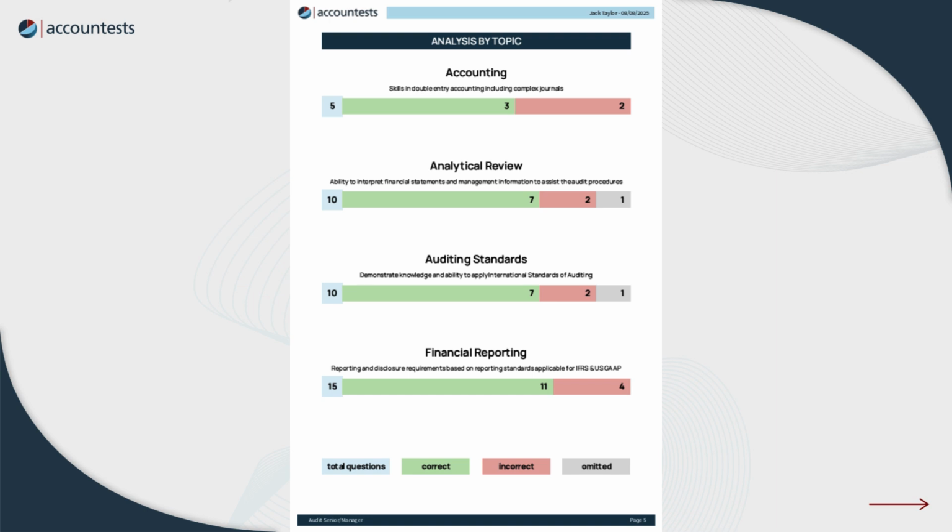The topics we're looking at start with accounting, so that's making sure the candidate has strong intuitive skills in debits and credits. Analytical review, the ability to interpret financial information as part of the audit process. The auditing standards, so assessing knowledge around the international standards of auditing, and financial reporting, so understanding the financial reporting standards based on US GAAP.